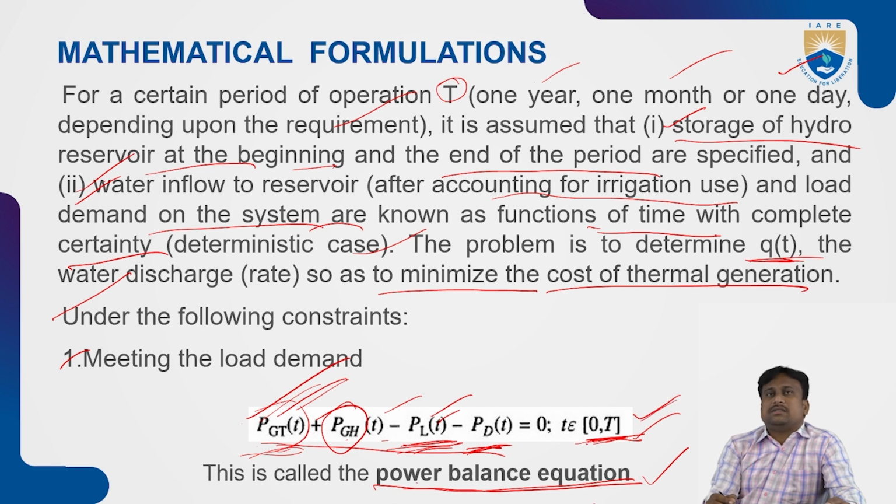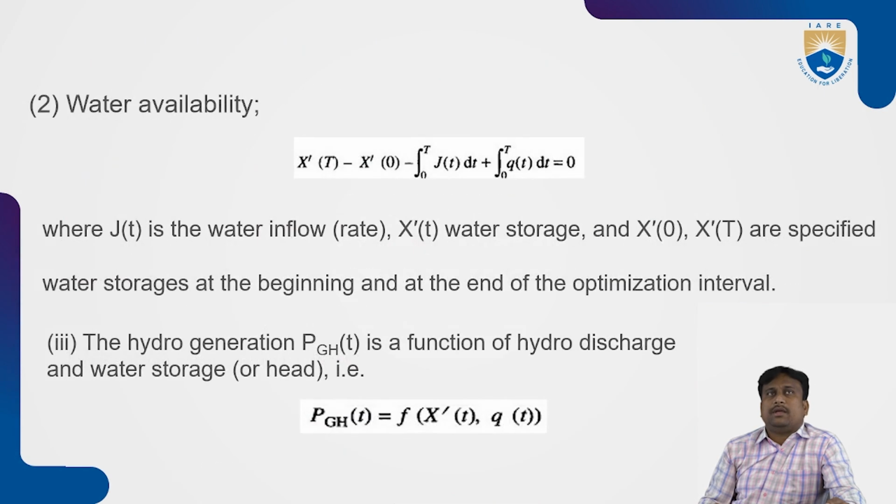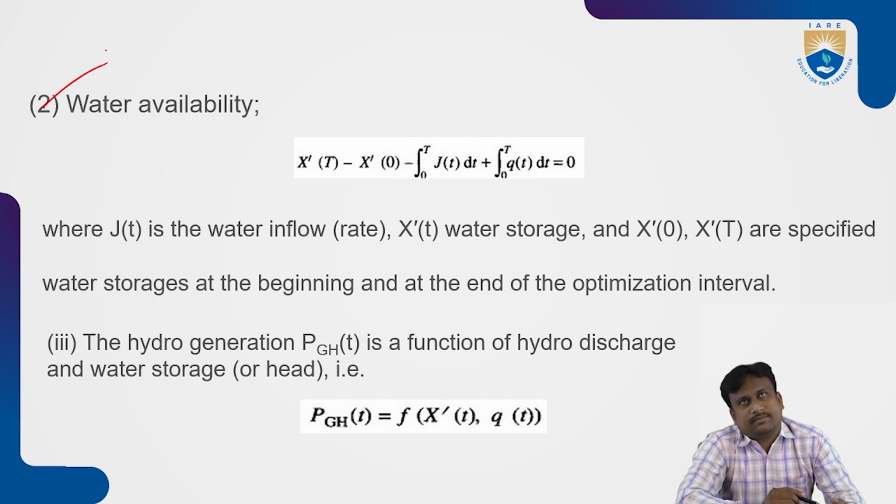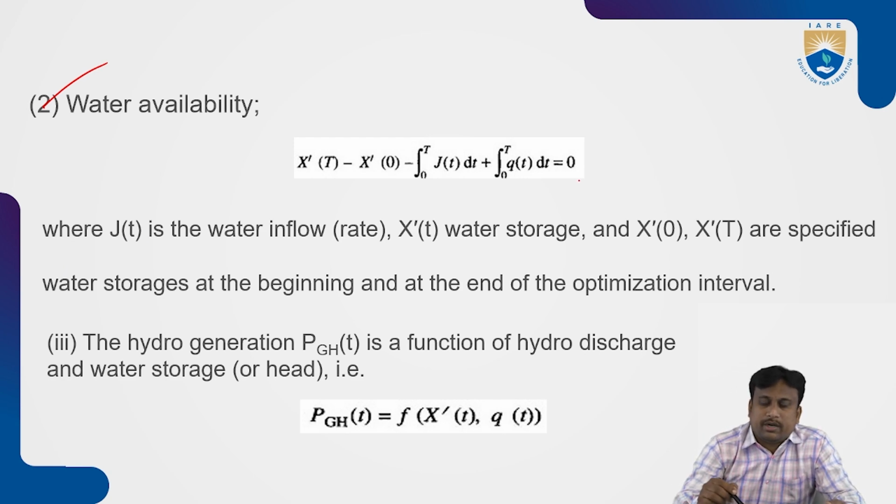Without all these constraints, you cannot make the power balance. Next, the second case is availability of the water. Here, availability of the water is very important.